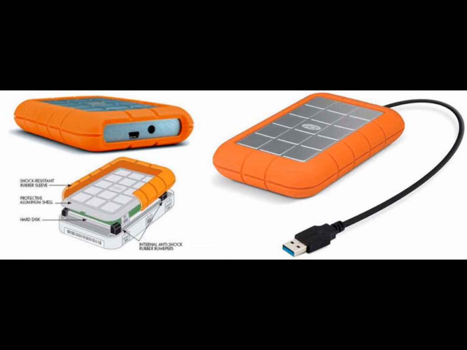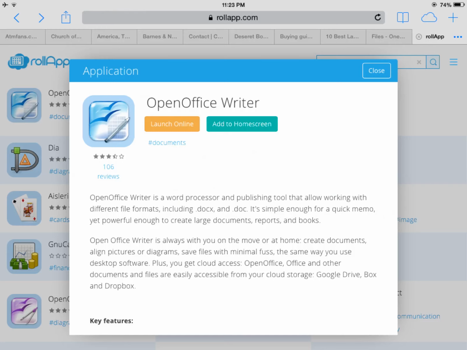This device here would be the external hard drive, so that way you can back up all the data like we talked about, and that secures what you need to keep safe as far as your effort on the word processor. There's a lot of word processors, not just Word.